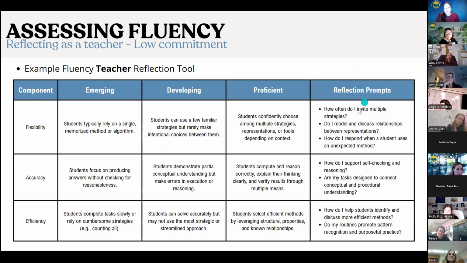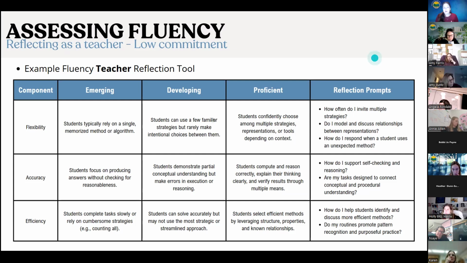And then I would use those reflection prompts to think about, what are the conditions leading to that? Am I offering opportunities for multiple strategies, or am I stuck in a position right now where my curriculum or my time commitment is leading to more standard algorithm approaches? Or do I model and discuss relationships between representations? Is there an opportunity where I could do that a little bit more? So this is just a tool for your own reflection.